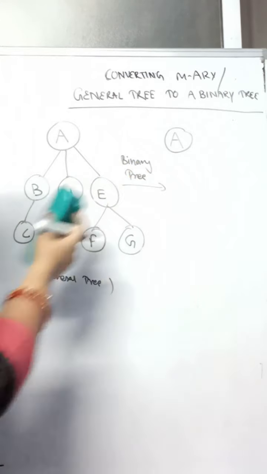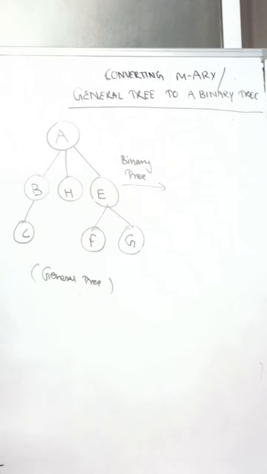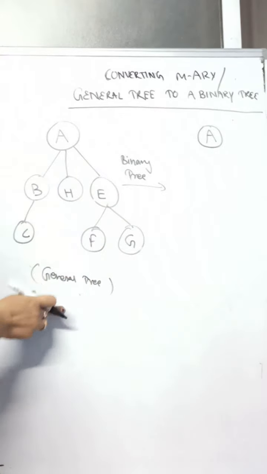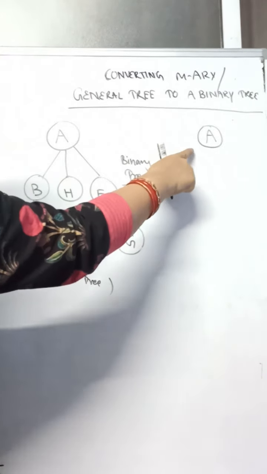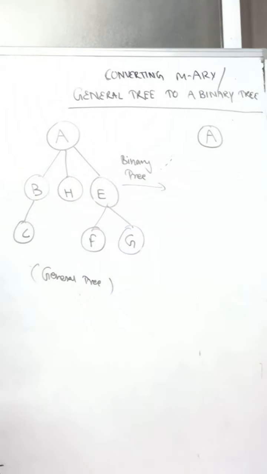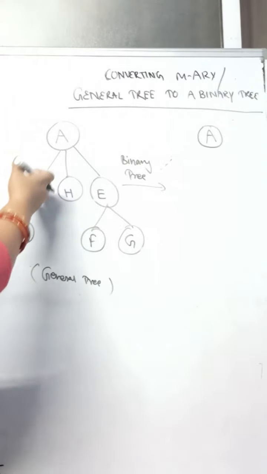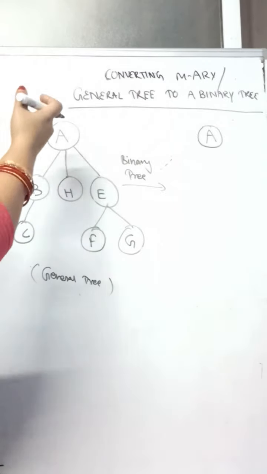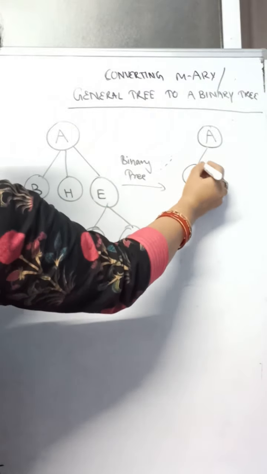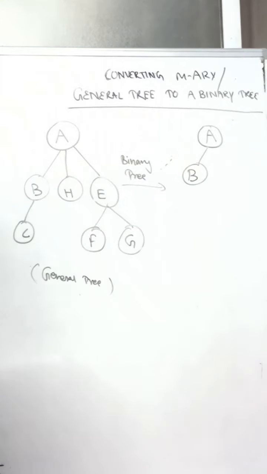So suppose A is your root node here in the general tree. Here in your binary tree, A is also your root node. Then I have to keep left as it is. First go for the leftmost child B. I have to keep it B.